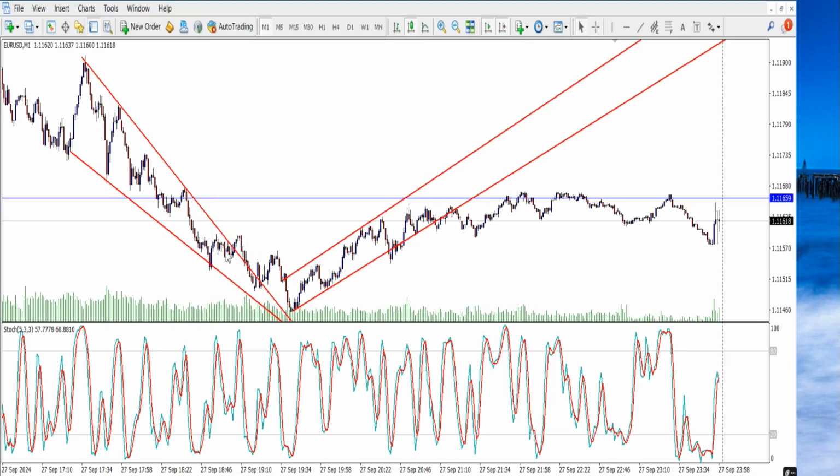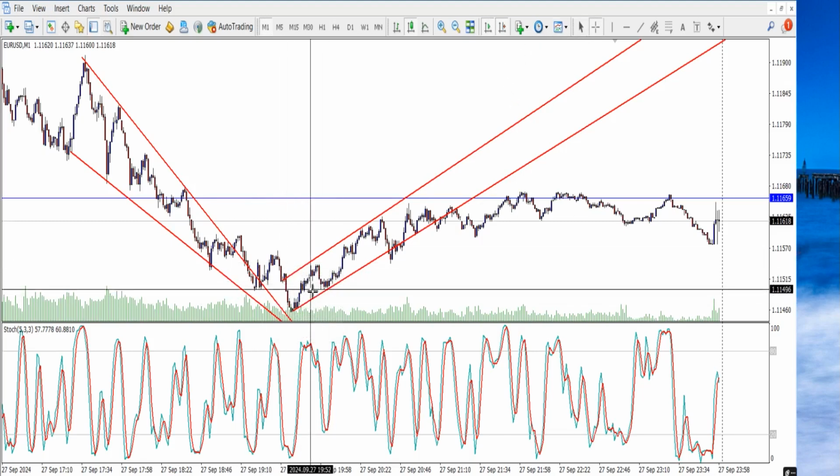But remember that scalping is just a way of trading in which you are trying to catch small price movements. Okay, so you would have taken a buy trade here, and perhaps taken a sell trade here, and then taken a buy trade here, and then just catching small price movements, right? So now let us look for another opportunity.